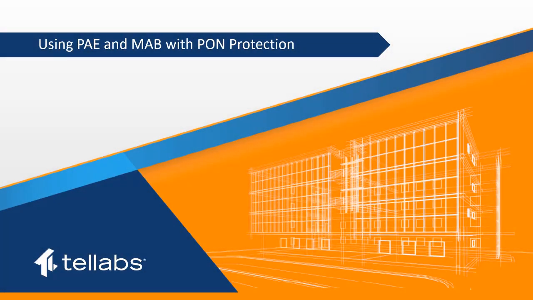Welcome to the Telabs Optical LAN Advanced Procedures video using PAE and MAB with PON Protection. The purpose of this video is to define how to set up Telabs Optical LAN to use NAC in conjunction with RADIUS authentication and 802.1x to define the services or policy on a user port. Specifically, this video will outline the use of PAE and MAB with the PON Protection Group solution.